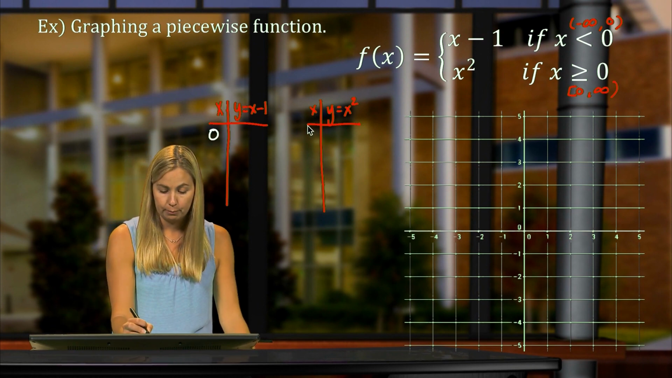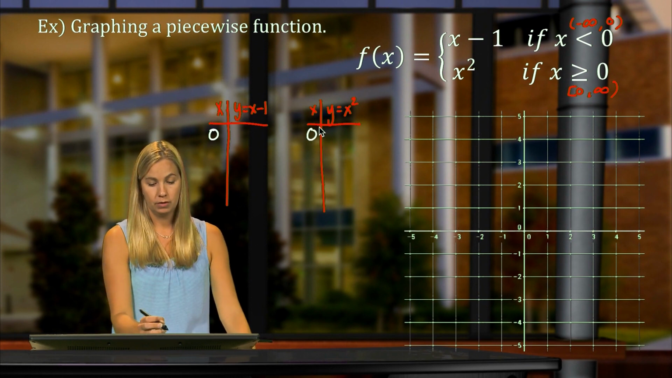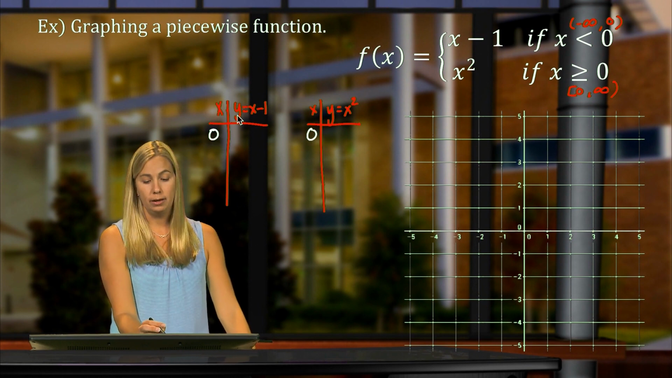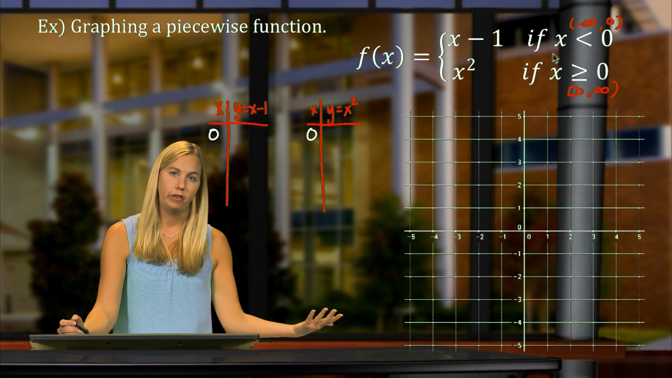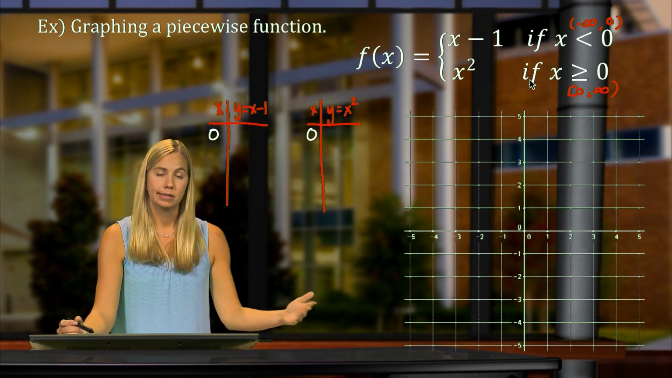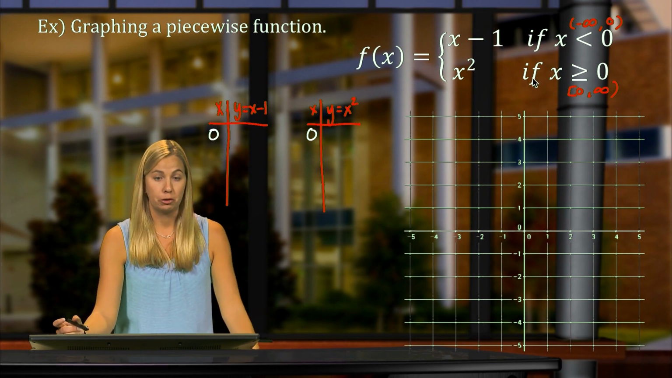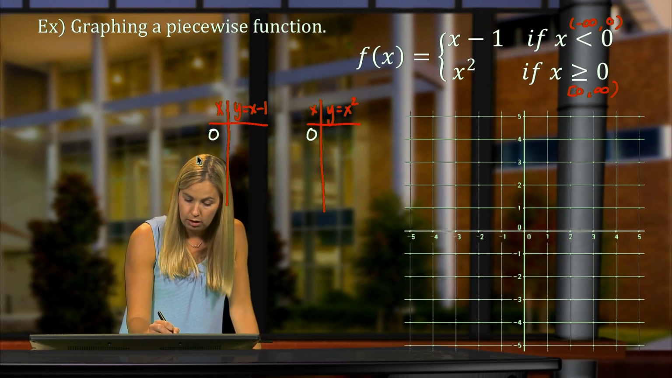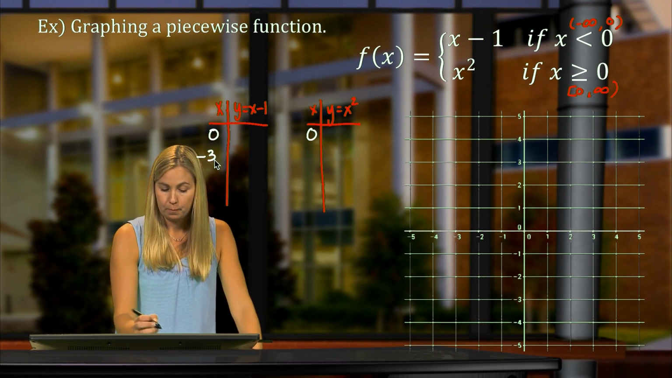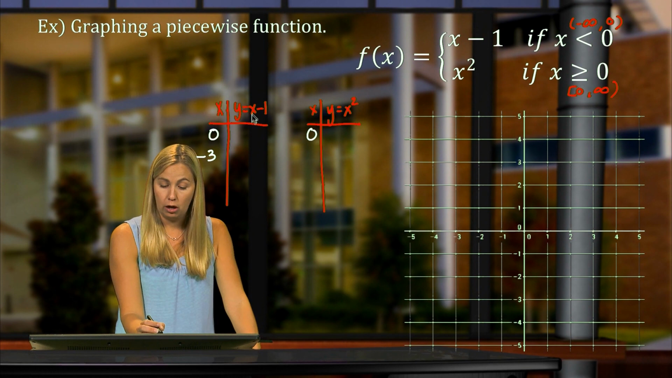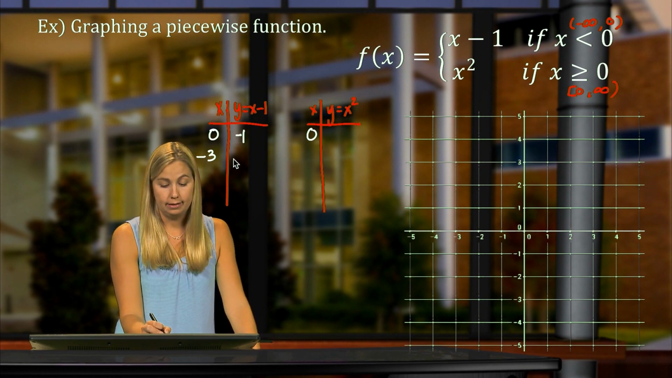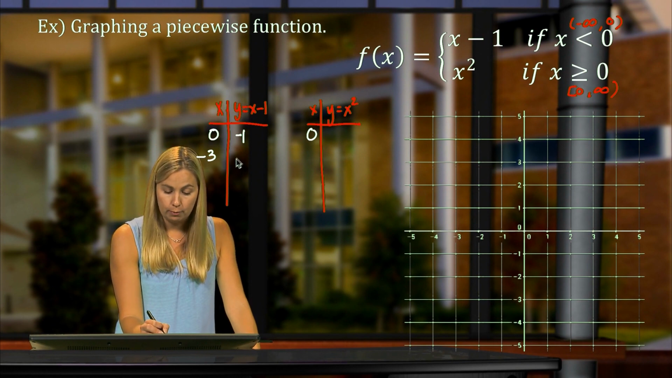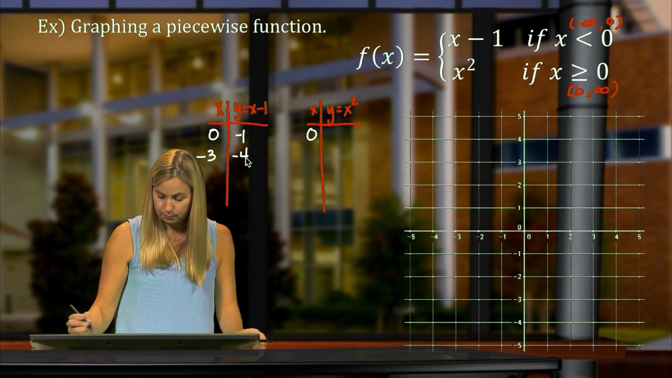So for both of these, I'm going to plug in x equals 0. For the first one, y equals x minus 1, we also have to pick another point that's in this interval. Since it goes all the way to negative infinity, we don't have an endpoint down there, so we'll just pick any other point in the interval. So let's try negative 3. When we plug in x equals 0, 0 minus 1 is negative 1. When we plug in x equals negative 3, negative 3 minus 1 is negative 4.